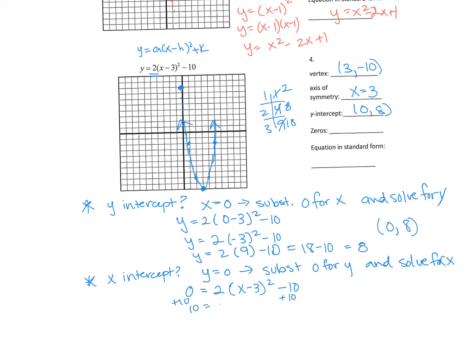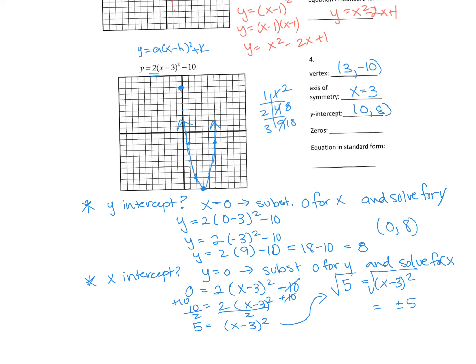I get 10 equals 2 times (x minus 3) squared. Now I'm going to divide both sides by 2. I'm further trying to isolate my squared term, and I get 5 equals (x minus 3) squared. On my iPad screen, I'm running out of room, so I'm going to move my problem up here. Now I'm ready to take the square root of both sides. When I take the square root of my 5, I get plus or minus the square root of 5. If it's okay with you, I'm going to move it to the right side, because in our previous problems, this number was usually on the right side.